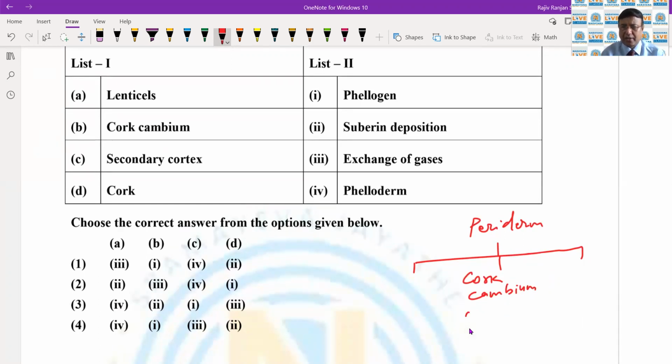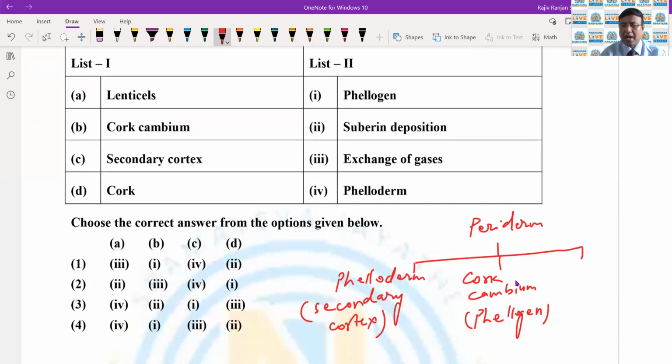Cork cambium is called phellogen. So it forms towards the inside of the plant the phelloderm, the living cells, and phelloderm is called the secondary cortex. And outside, it forms a layer that is called cork, also known as phellem. So cork cells soon form the secondary cell wall made of suberin, and due to heavy suberin deposition, they get dead, and they play a very important role in the formation of the bark.